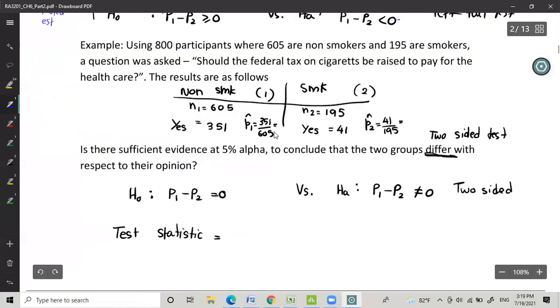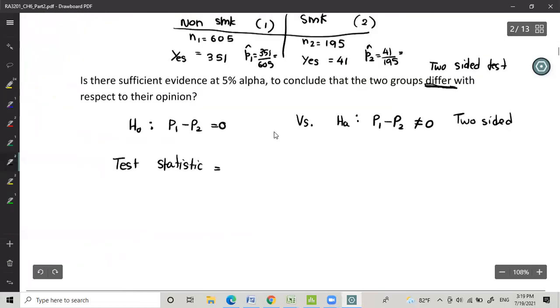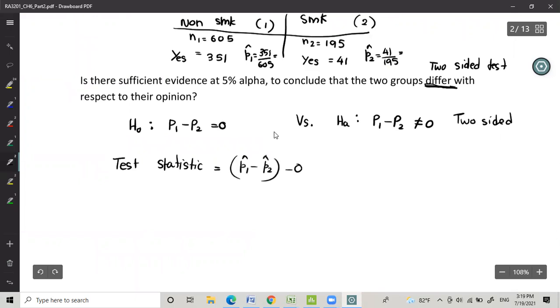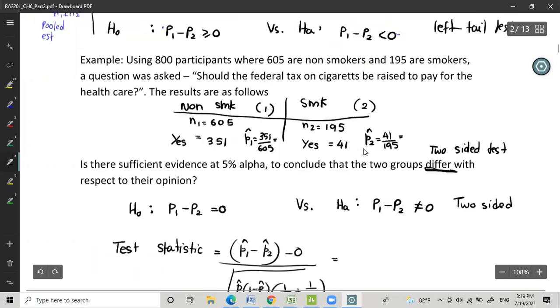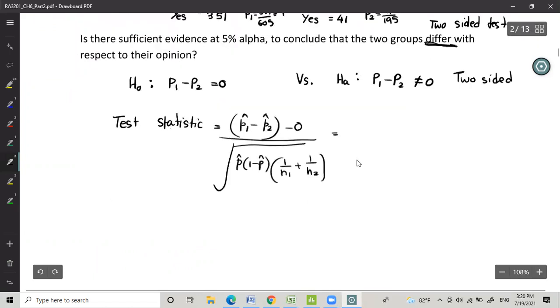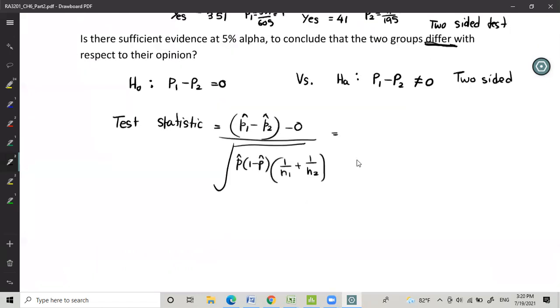Okay, so let's use it here. So I'll write the test statistic again. p1 hat minus p2 hat minus 0, over the square root of pooled estimate times 1 over n1 plus 1 over n2. Right. Okay, so find p1 hat and p2 hat. I asked you to find it. Can you tell me what is p1 hat and p2 hat? And then let's find p hat also.